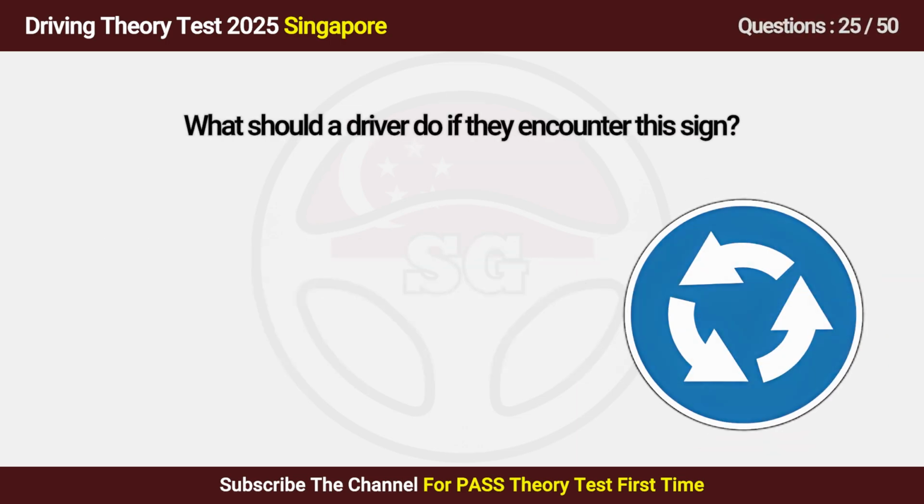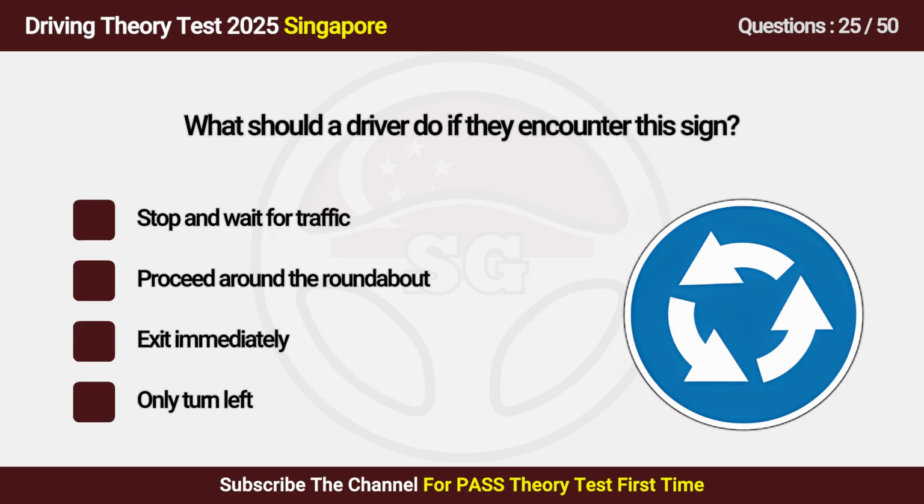Question 25. What should a driver do if they encounter this sign? A. Stop and wait for traffic. B. Proceed around the roundabout. C. Exit immediately. D. Only turn left.